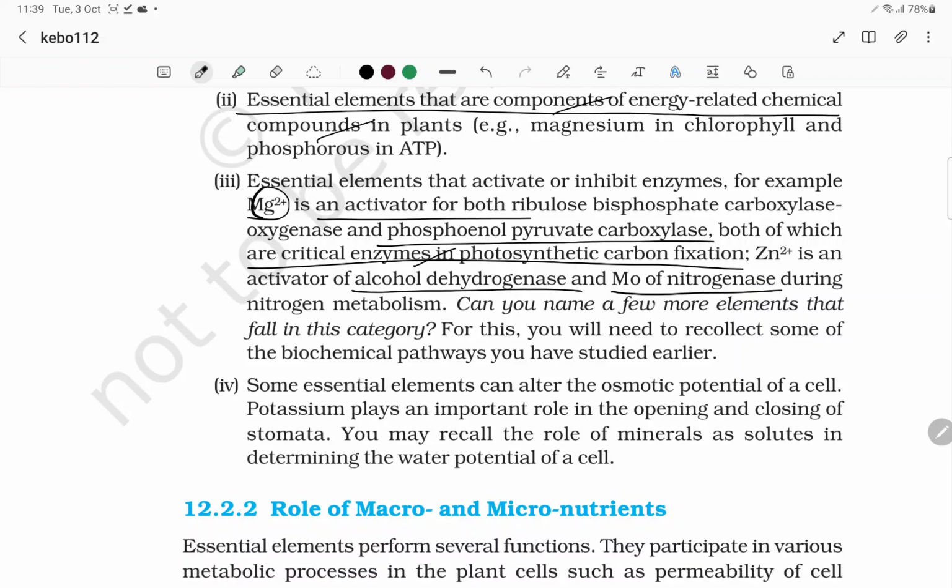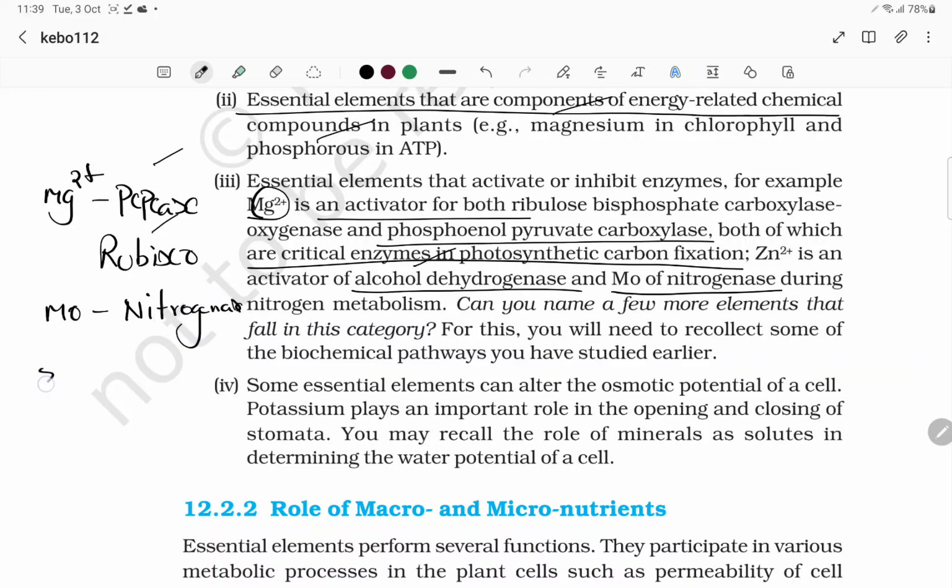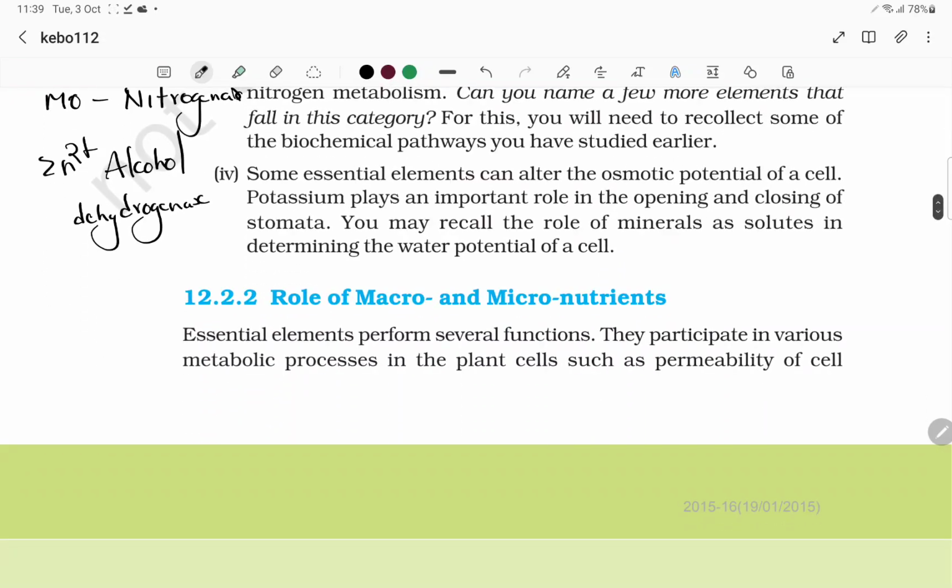So, a few other elements fall in this category. Once again, magnesium is very essential for PEPcase and rubisco, molybdenum is very essential for nitrogenase, and zinc is very essential for alcohol dehydrogenase. So these are very essential for biochemical pathways.